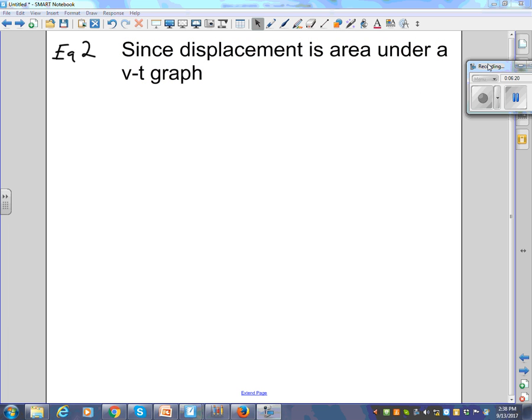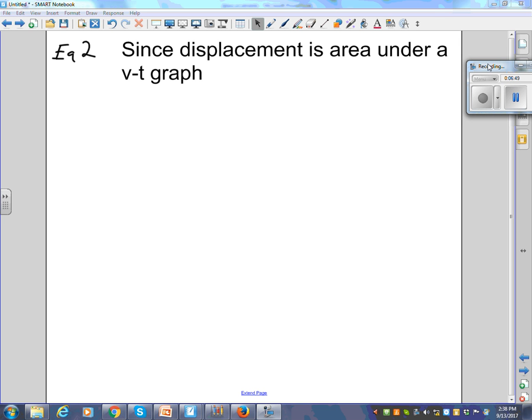Yes, this is part of the derivation. It's our thinking, it's our thought process. Okay? When you're in faculty of science, in math, in science, calculus, physics, professors love doing this derivation stuff. That's why I do it, to give you that sort of introduction to it. Thanks, Mr. You're welcome. And I enjoy it too. Since displacement is area under a VT graph.